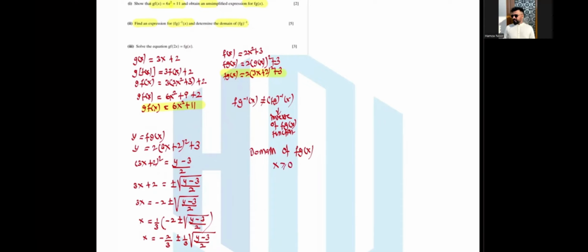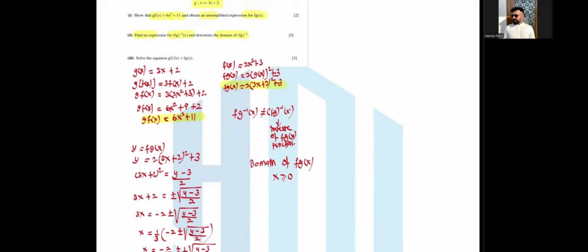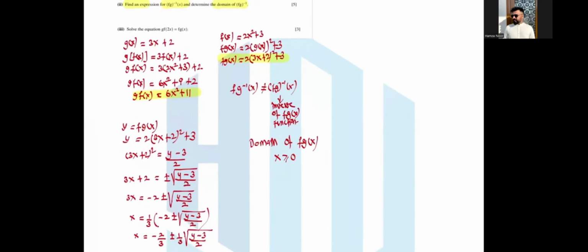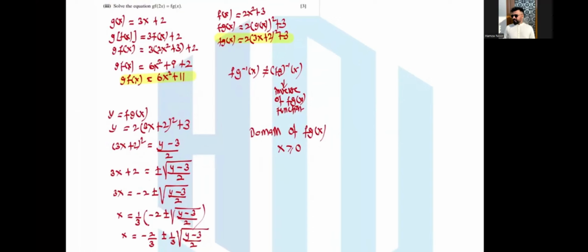In almost all cases, the domain of the composite function is the same as the domain of the inner function. So you just need to simply state this first, that the domain of f(g(x)) is x is greater than or equal to 0, because this is the domain of the inner function. All right, and now this will become the range of the inverse of f(g(x)) function.